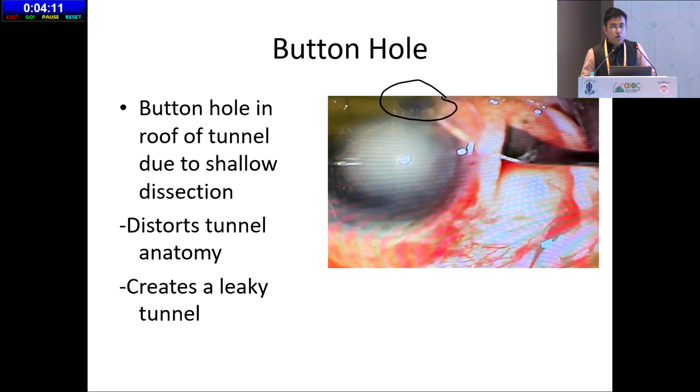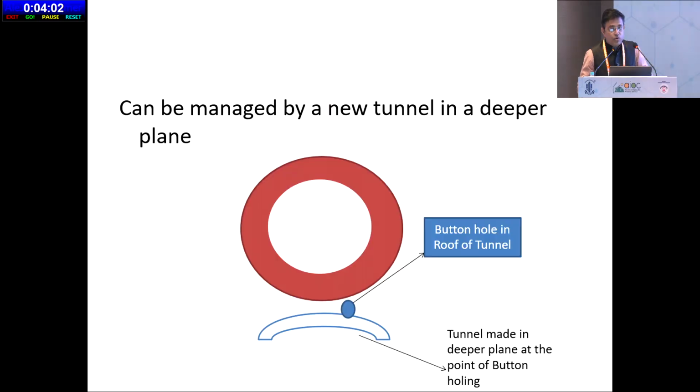Then this is one more common complication, that is buttonholing while doing a tunnel. Now this leads to distorted tunnel anatomy and creates a leaky tunnel. So what you can do is create a tunnel in a new plane again, just below that buttonholing. That will tamponade the upper part, that is the leaky part, and you can continue with the surgery itself.